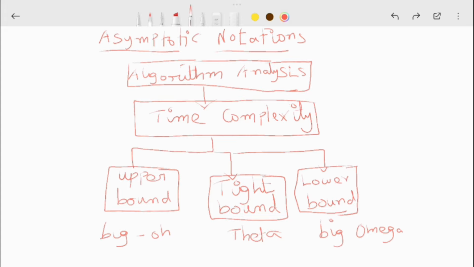we may measure this time complexity in three ways. What is the upper bound of the time it takes? What is the lower bound of the time the algorithm takes to complete? And then the exact bound or tight bound it takes to complete its execution. So an algorithm has these three values: upper bound, lower bound, and tight bound.